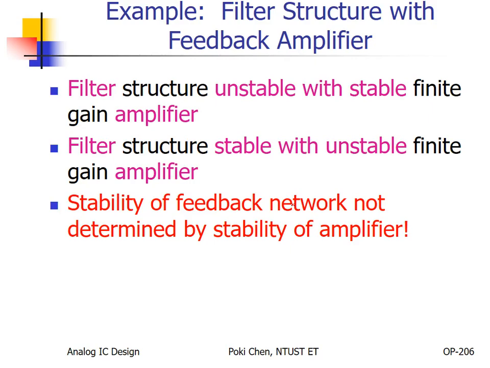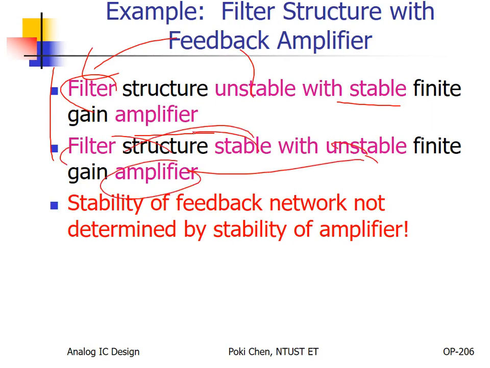Okay? So, lesson 1. You can see, with a stable amplifier, you get an unstable filter. Instead, with an unstable amplifier, you get a stable filter. So it means what? The stability of the overall application, I mean of the closed loop, of the feedback network, is not determined by the stability of your amplifier. No.